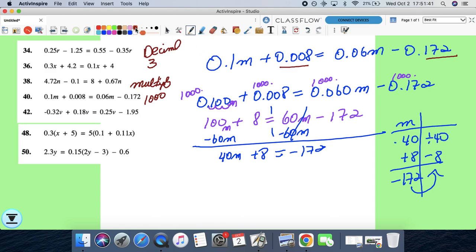So let's follow that. First things first, subtract 8, subtract 8. These two go away, and this becomes negative 180. Yep, and then 40m comes down.